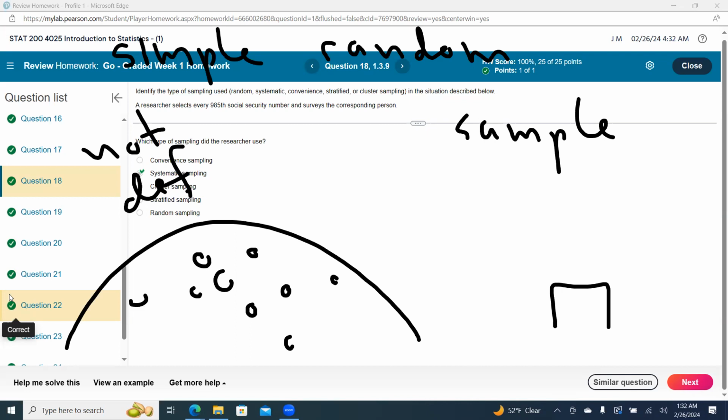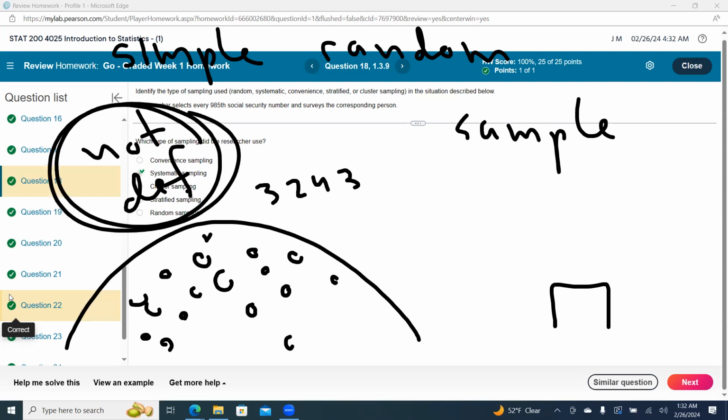Okay. Let's just say that you have 3,243 people in this population. Of course, actually doing this is harder, we have to create a technique. But if each individual in the population has equal probability of being chosen, then it is a simple random sample. Okay, so what I just said is not the definition of a simple random sample. It seems like it would be, but it's not.